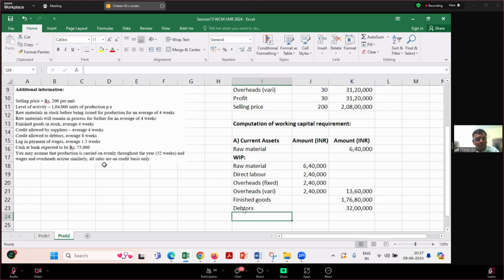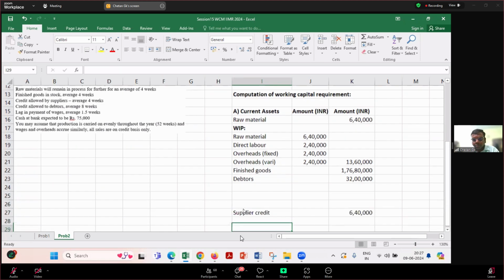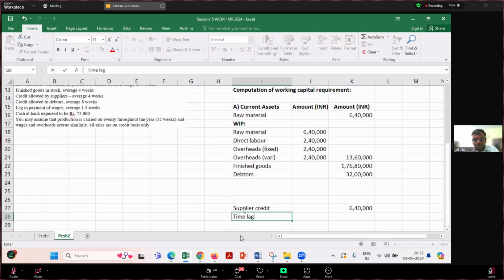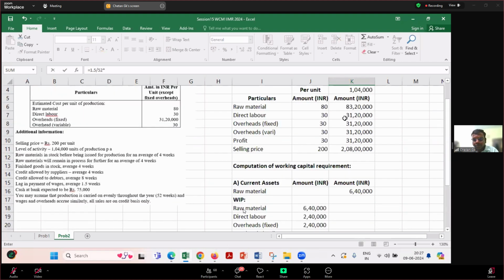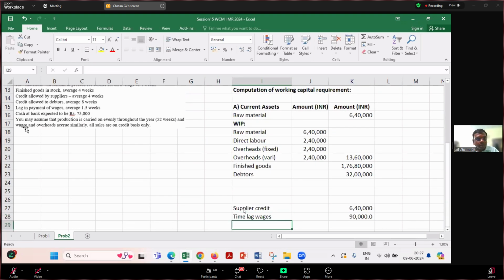Lag in the payment of wages. 1.5 weeks divided by 52 multiplied by wages. So direct labor it is. Cash 75. The finished good.